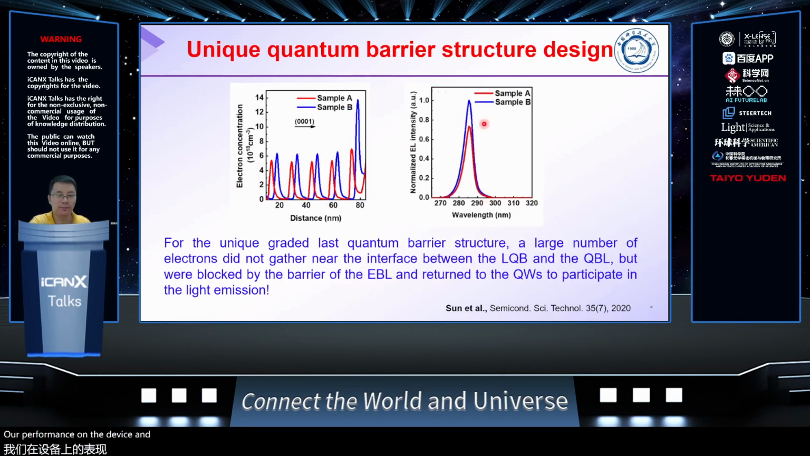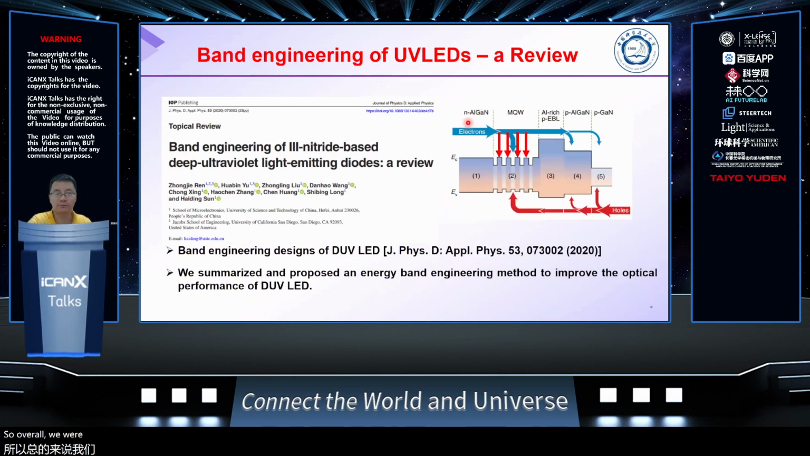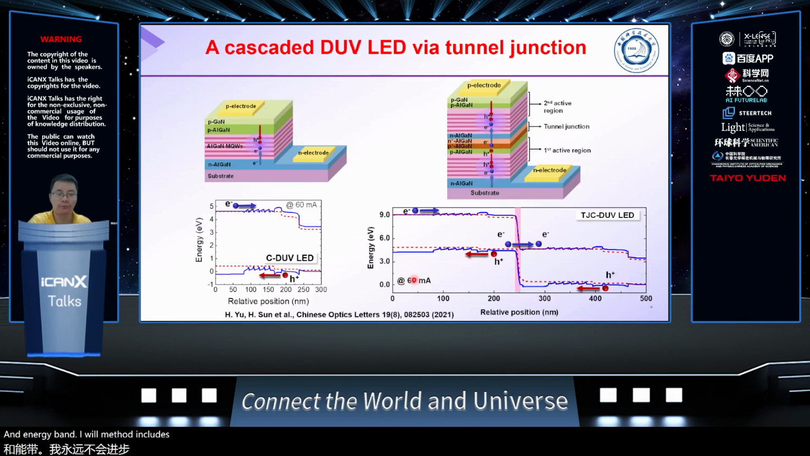And indeed, device B has higher performance. With a unique barrier device, we are able to have much higher device performance. So overall, we were invited to write a review report about how we are able to design the band structures of the LEDs strategically to improve the performance. In this review paper, we introduced many strategies about band engineering designs, and we summarize and propose an energy band diagram method to improve the optical performance.